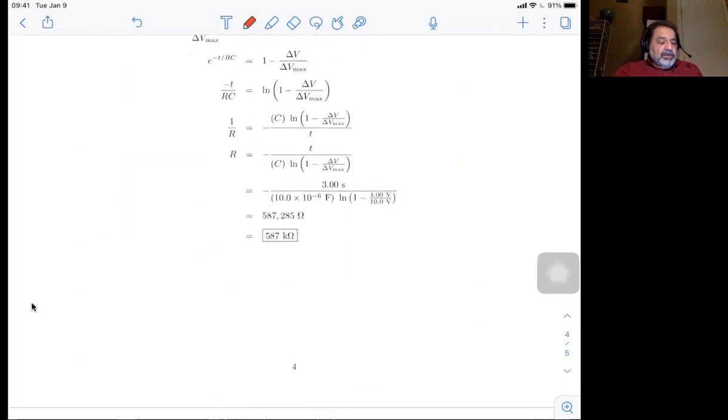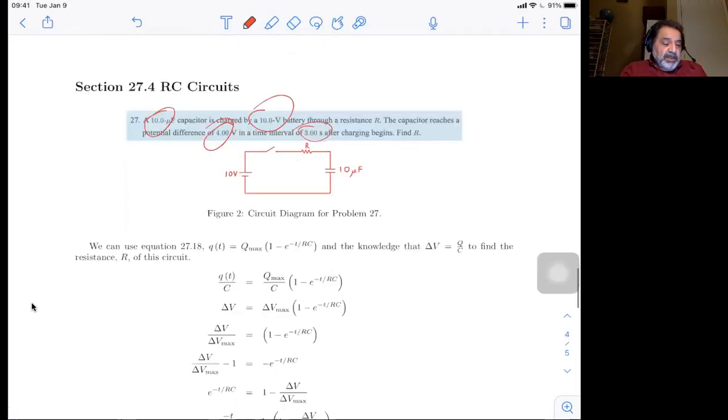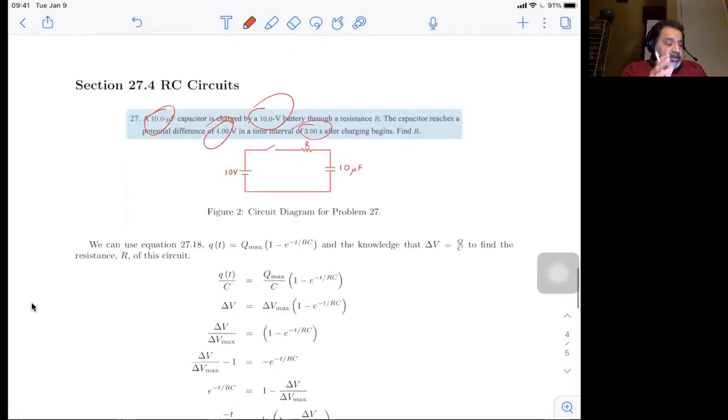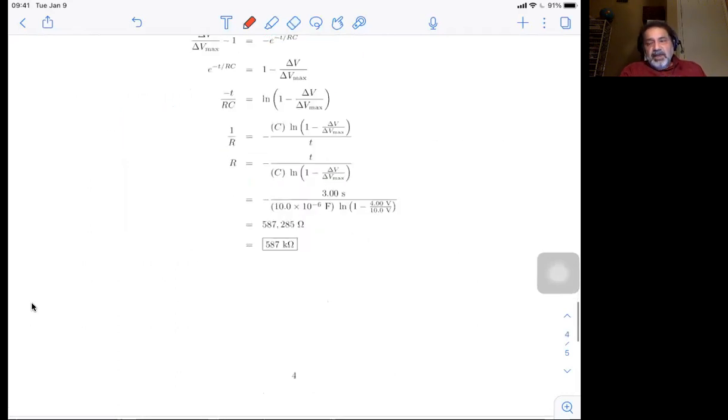So R is equal to minus 3 seconds divided by 10 times 10 to the minus 6 farads times the natural log of 1 minus 4 volts divided by 10 volts. And you put it in your calculator, and you get 587,285 ohms, or to 3 significant digits, 587 kiloohms. Let's see, I probably should have done it. No, there's 3 significant digits in all of them. So there's 3 significant digits, 587 kiloohms.